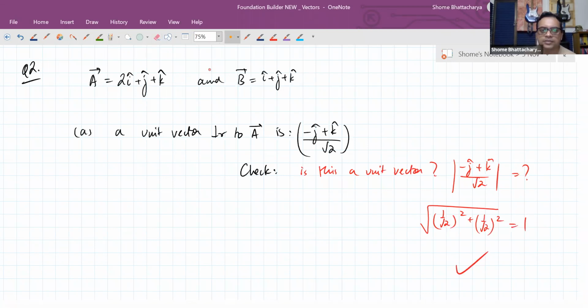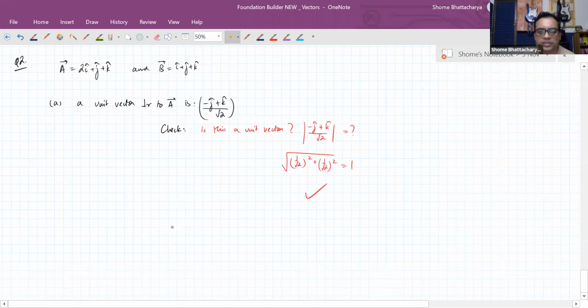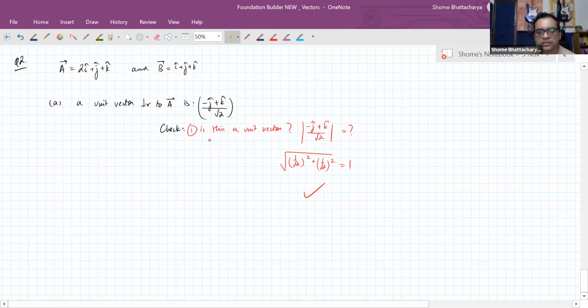Okay. Now the next thing we should check is whether it is perpendicular to A or not. So how do we check the perpendicular condition? Remember I told you the easiest way. So first thing you check this. Second thing, is it perpendicular to A? So for that what should happen? Dot product. Yes, very good. That's the correct answer. Dot product with A should be 0.